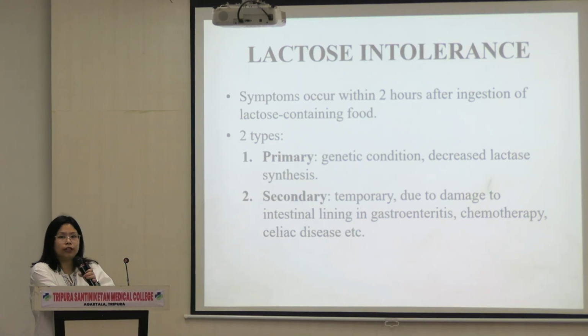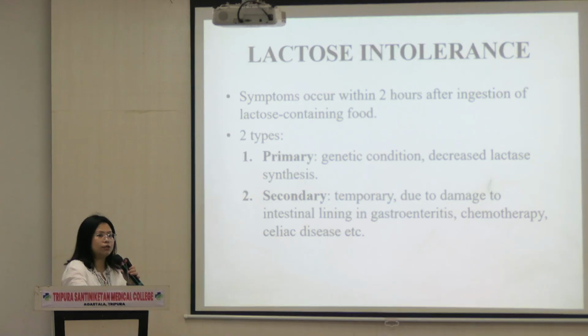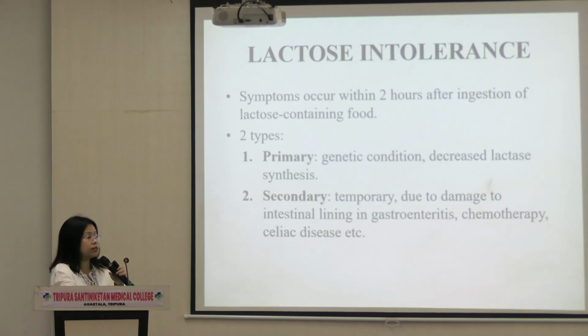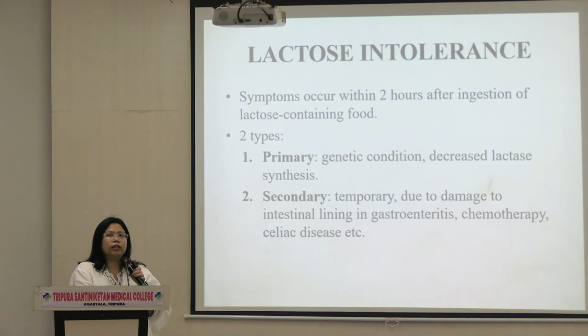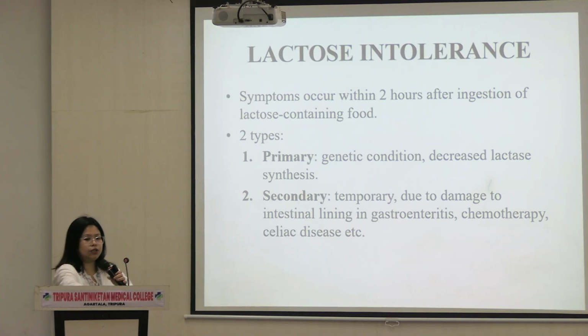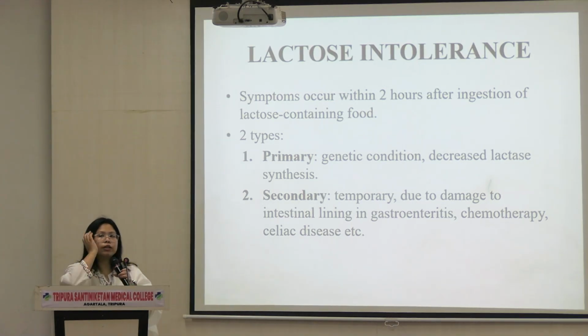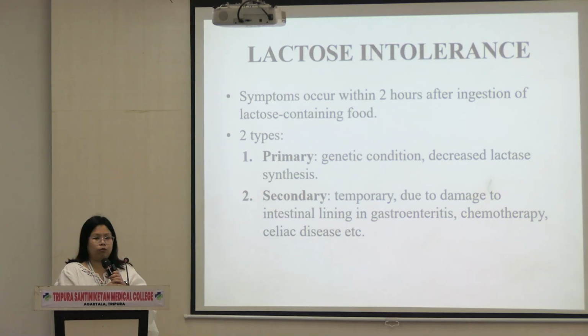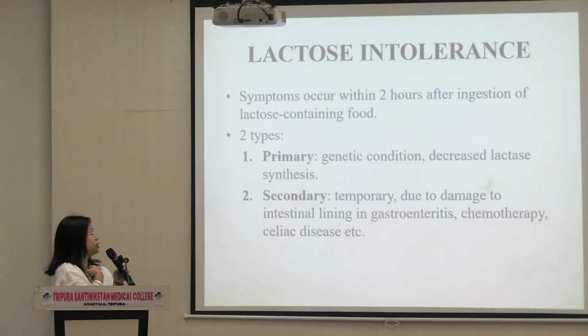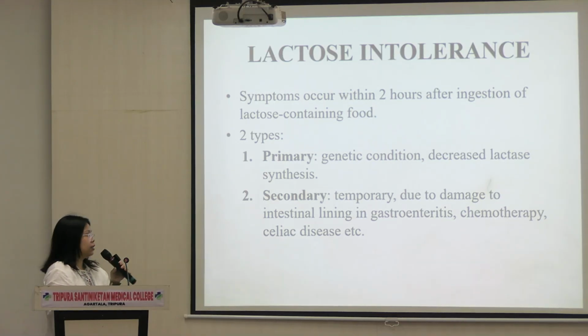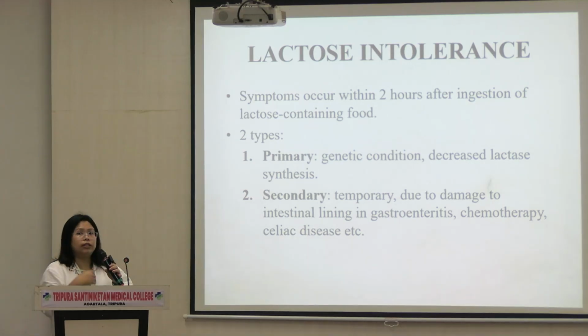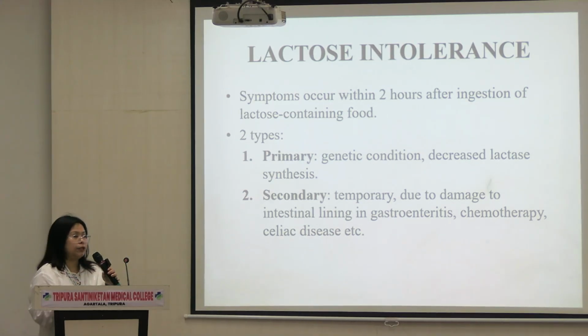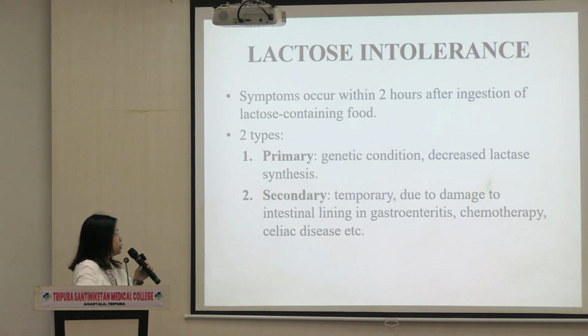There are 2 types of lactose intolerance. One is called primary lactose intolerance and the other is secondary. The primary is a genetic condition. So if parents have it, children may also have it. That's why most of the population of India has lactose intolerance. And the genetic component: there are certain genes that decrease the production of lactase in our body, leading to lactose intolerance.